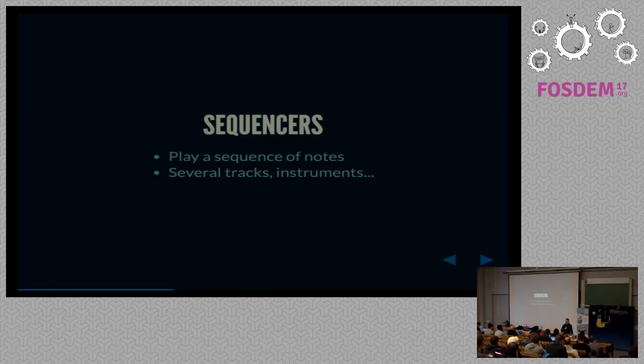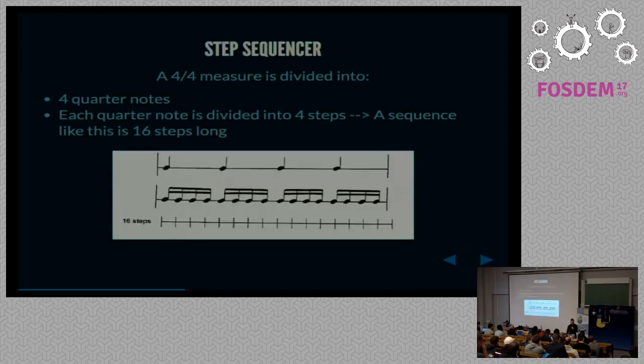So it brings me to the definition of a sequencer. A sequencer is meant to play a sequence of notes, and you can have several tracks at the same time. So that's how you build a song, actually. A step sequencer is a special kind of sequencer which uses subdivisions of time. So, for example, a 4/4 measure is divided into 4 quarter notes, and each quarter note can be divided into 4 steps. So a sequence like this is 16 steps long.